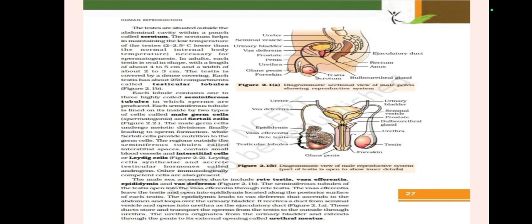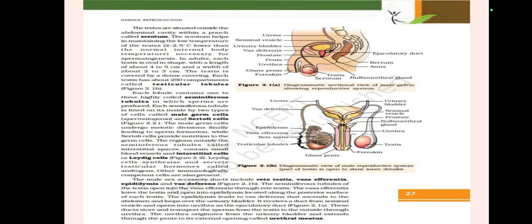In adults, each testis is oval in shape with the length of about 4 to 5 centimeter and width of about 2 to 3 centimeter. The testis is covered by a dense covering. Each testis has about 250 compartments called testicular lobules, figure 2.1b. Each lobule contains 1 to 3 highly coiled seminiferous tubules in which sperms are produced.